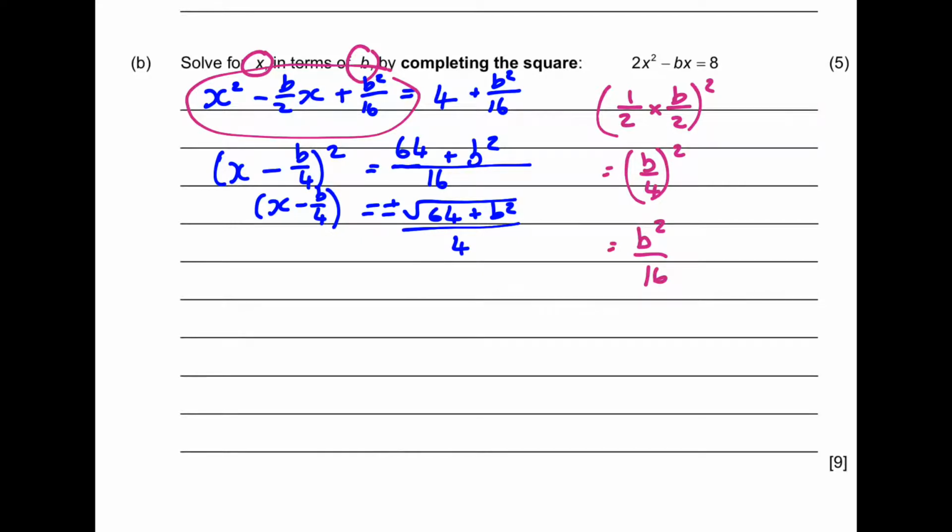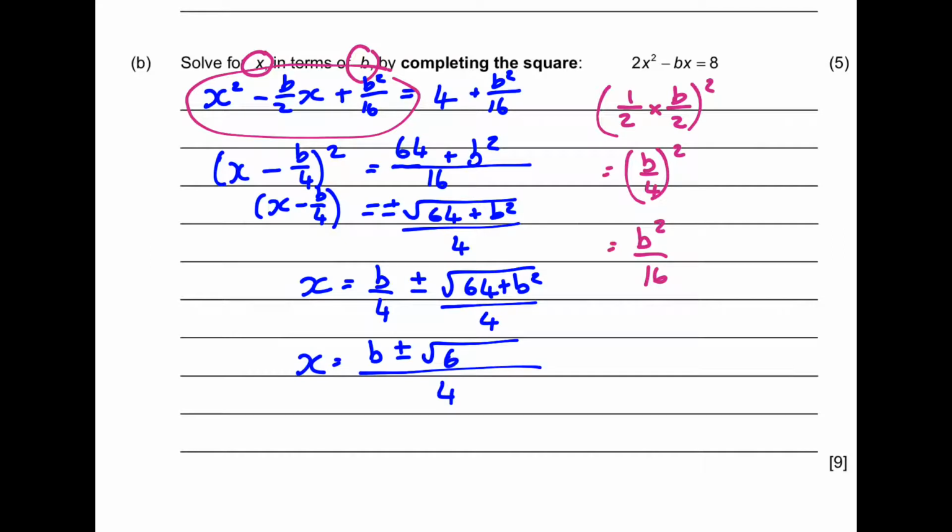All right, now we take over the minus b over 4 from the left-hand side, so we leave x on its own. So minus b over 4 becomes positive b over 4, plus or minus the root of 64 plus b squared over 4. And to simplify, we can show that as one fraction on the right, so it's b plus or minus the square root of 64 plus b squared, all over 4.